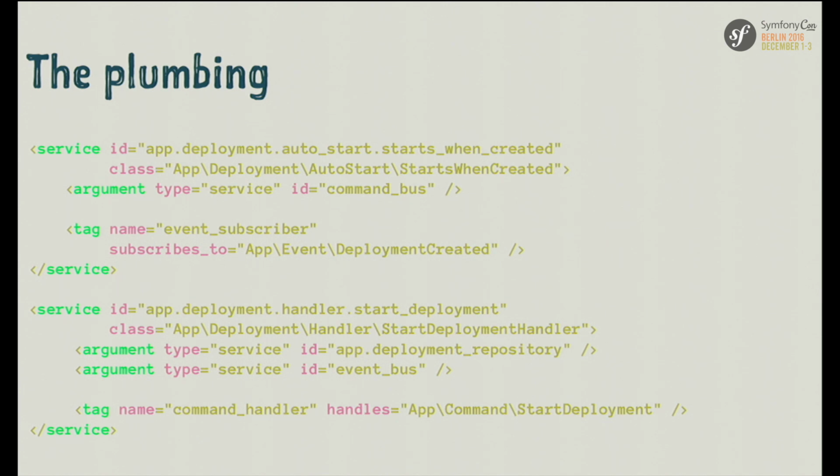The plumbing, the first one being the listener. In SimpleBus terminology, it is an event subscriber that subscribes to this given event, the deployment created. And because this listener is sending some commands, we just register the command handler this way. And that's all. So what happened now?